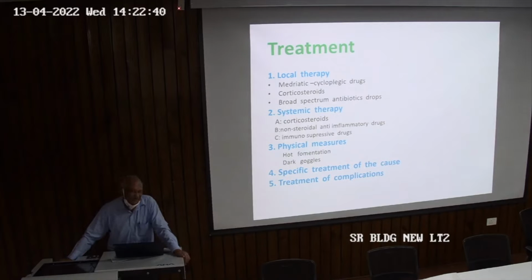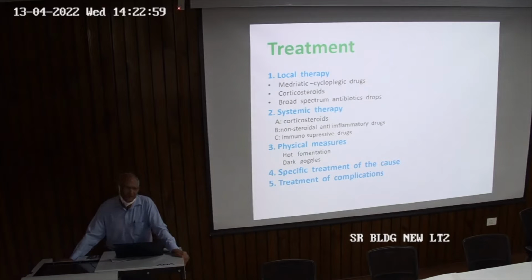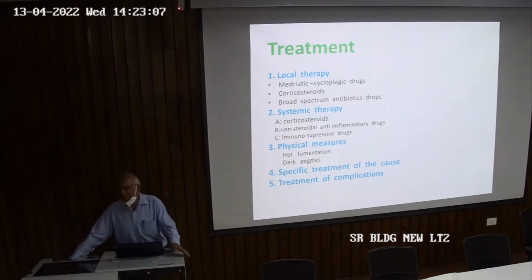Then coming to the other part, specific treatment of the cause. Suppose we have seen syphilis, or tuberculosis, we will start that. Treatment of the complications: we have seen so many complications, complicated cataract, early glaucoma, late glaucoma, exudative CME, macular degeneration, choroiditis, retinal degeneration, or retinal hole. These are complications that will be treated separately.